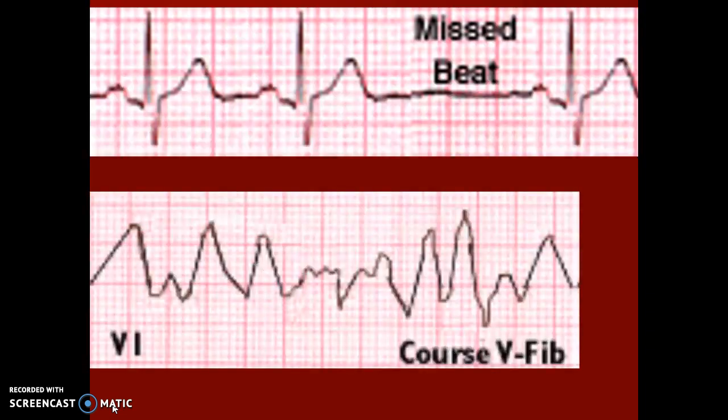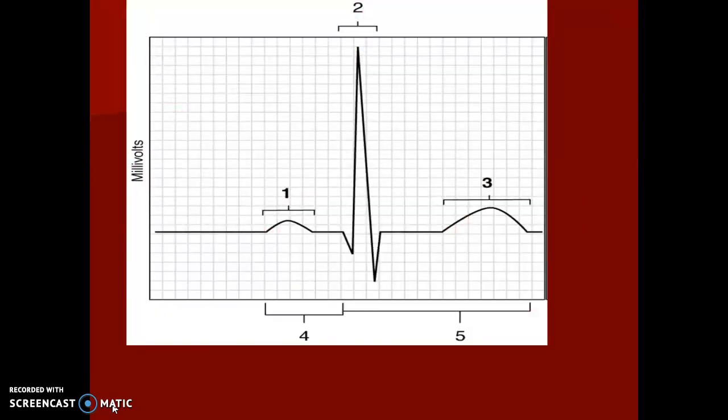So you can see some EKG strips. Top one, the heart skipped a beat. Down below, it's coarse ventricular fibrillation. That means the ventricle is fibrillating. It's not all beating together, so you get this weird, wacky electrocardiogram. Oh, this is labeled really nicely. So what's number one then?